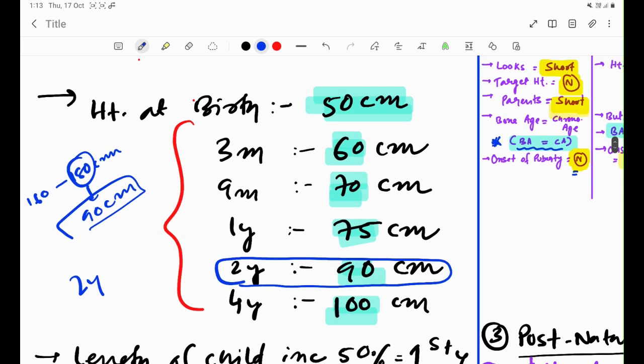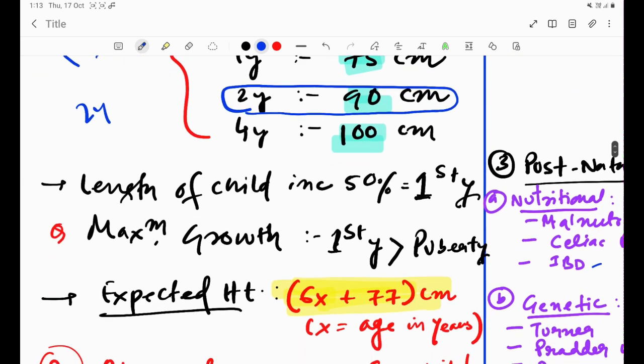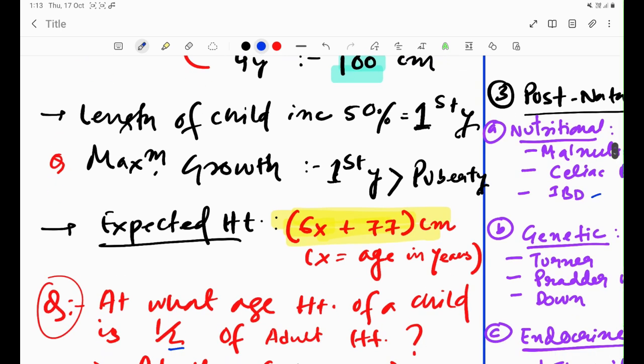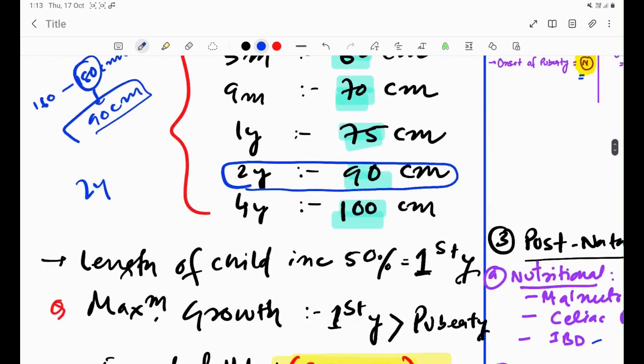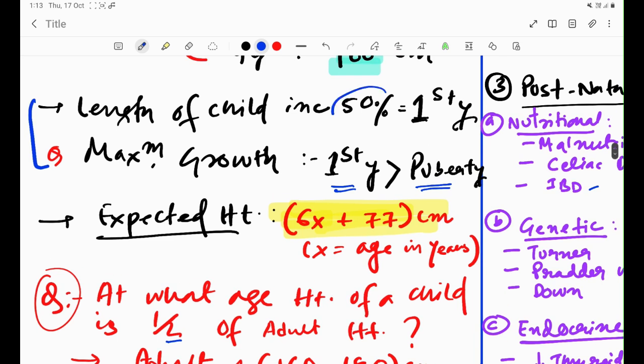It's not very hard. It's very easy to remember these things, and these kinds of questions are very easy to solve. So please do read this a few times and remember it. Then these are the one-liners they ask. Maximum growth occurs in the first year of life, even more than the puberty. Also 50% growth occurs in the first year of life.